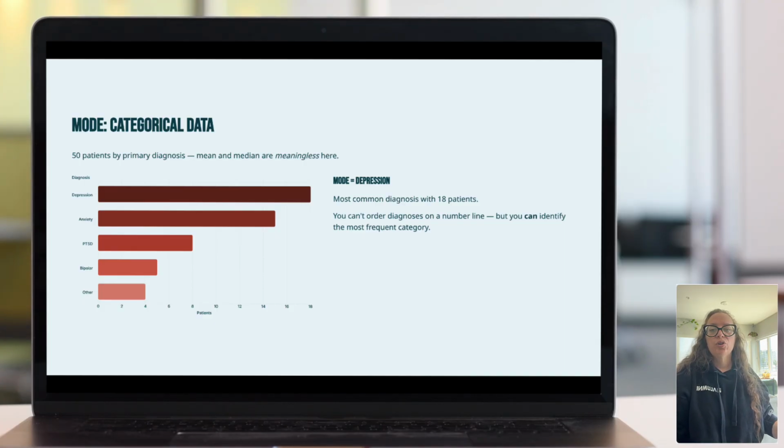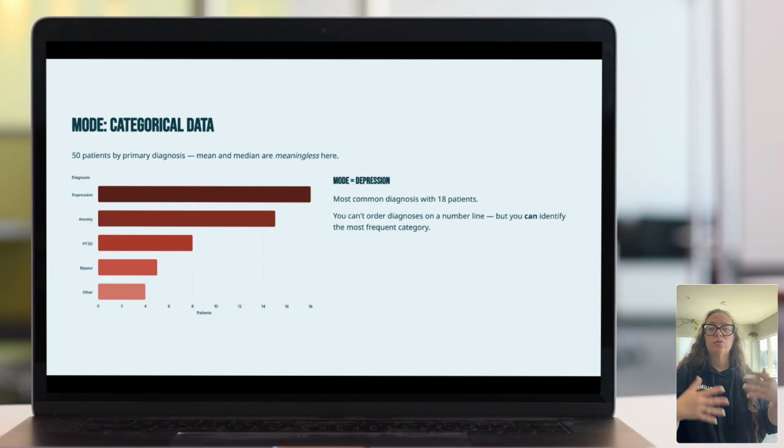If all values occur with equal frequency, there's no mode. The distribution is uniform. Everything's exactly the same. If multiple values tie for the most frequent, you have multiple modes. 2 modes, that's what we call bimodal. More than 2 modes, we call multimodal.